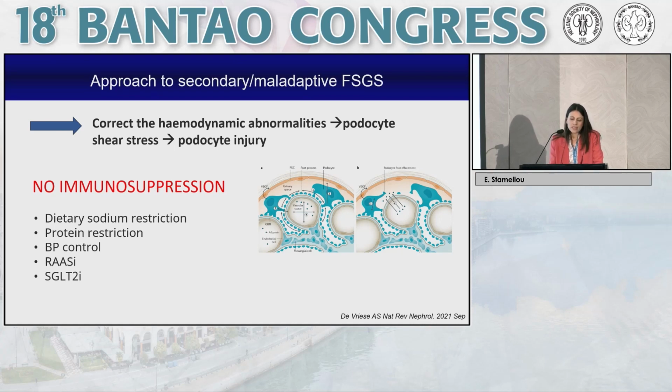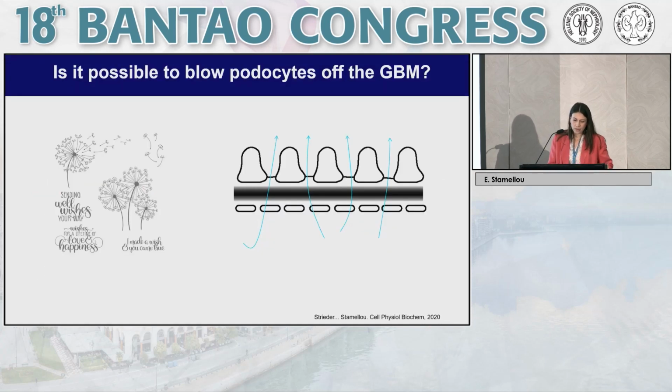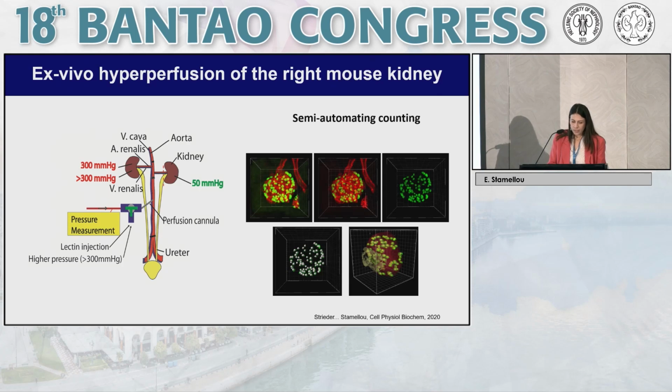And why is this very important? Why is supportive therapy so central in all glomerulopathies, not only FSGS? I can show you with a very small experiment that we have done. We tried to see if it's possible to blow podocytes off the GBM. We cannulated the aorta of mice and perfused the kidneys with 50 millimeters of mercury for 10 minutes, a stable pressure.